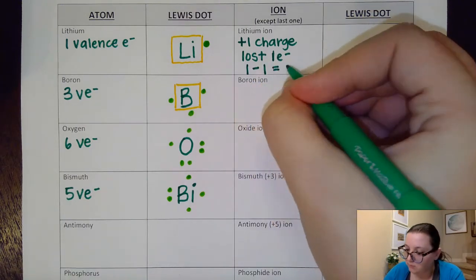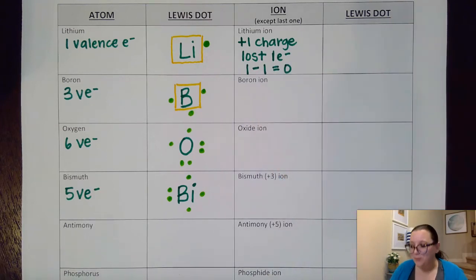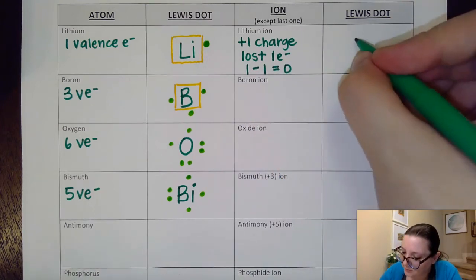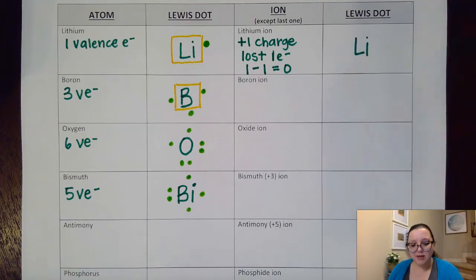Well, that leaves me with nothing. So what I'm going to do is draw my lithium here, but I'm going to actually show no dots. Why? Because I want to show what the original valence shell looks like now. Originally, it had 1 in that valence, but it lost it, so now it's empty, and that would indicate that the previous energy level is now the full one.